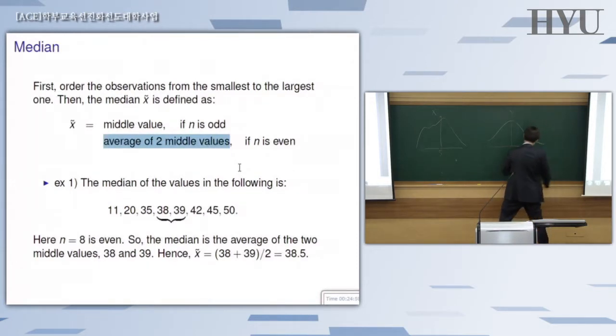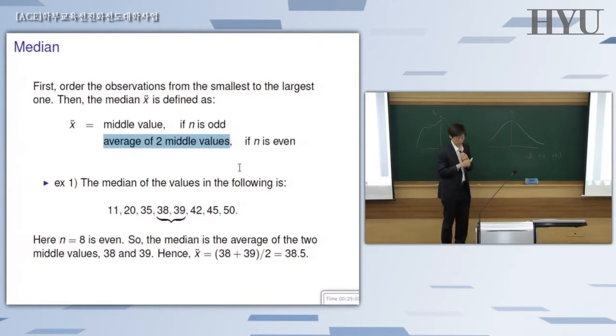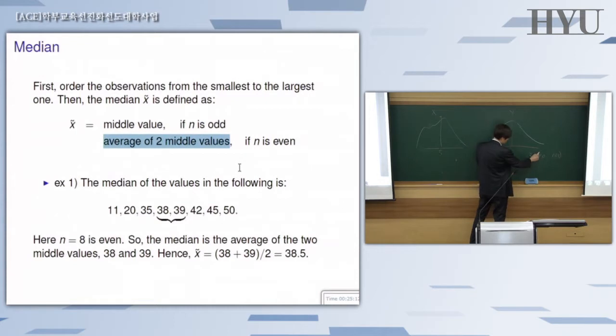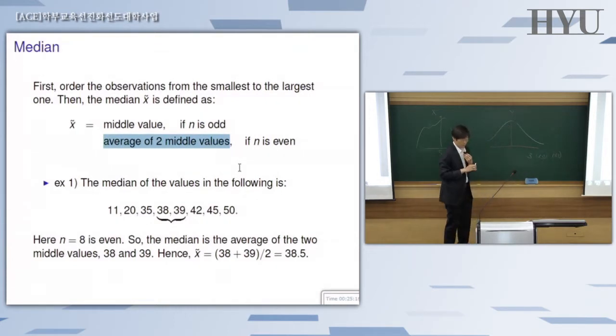If it's odd, it's very simple. First rank those observations. Could be 3, 10, or 100. So the number is odd because you only deal with 3 entries, and the one in the middle is obviously this one. So that's the median.